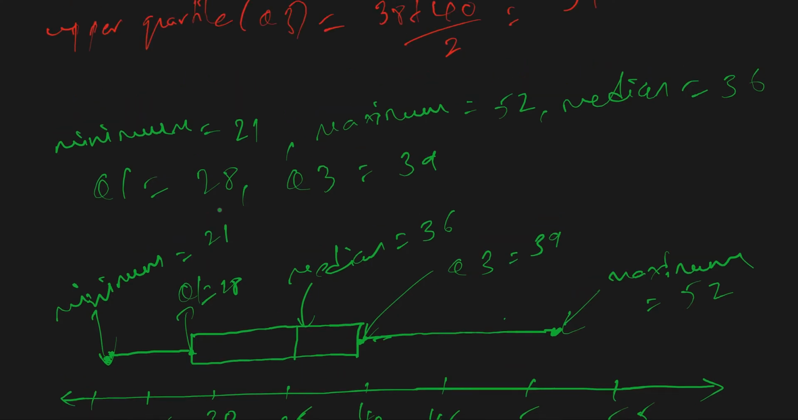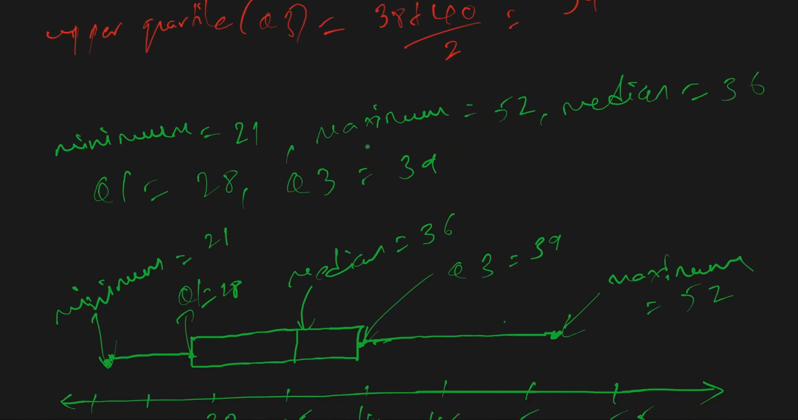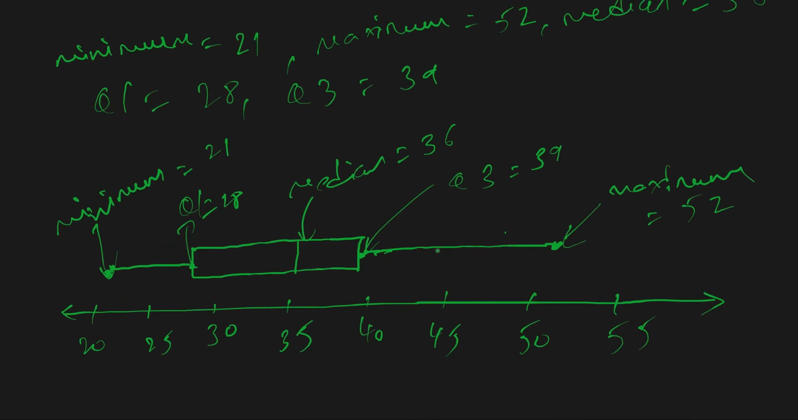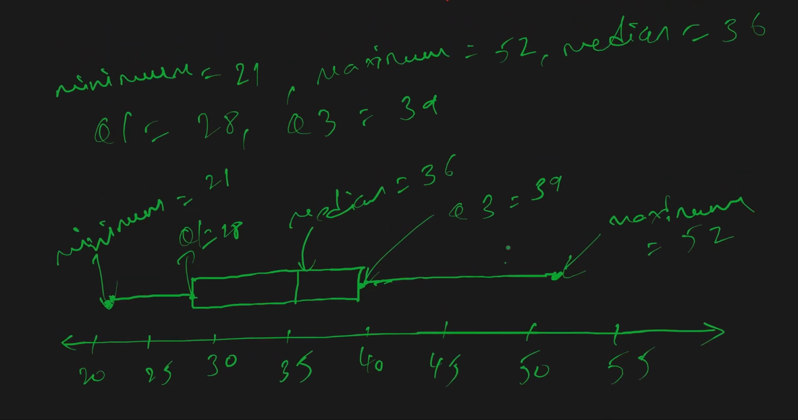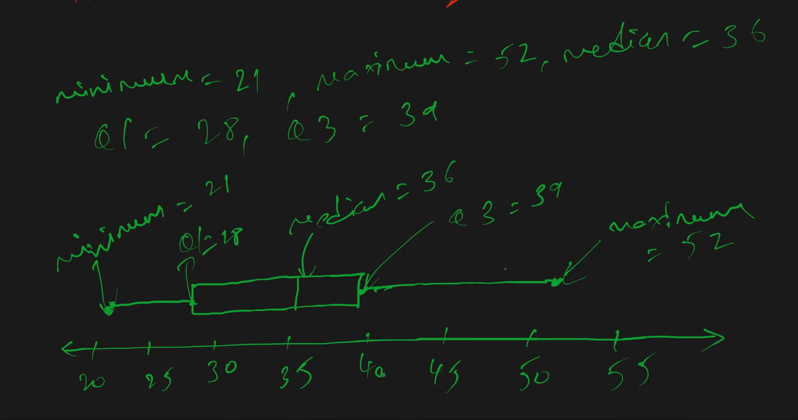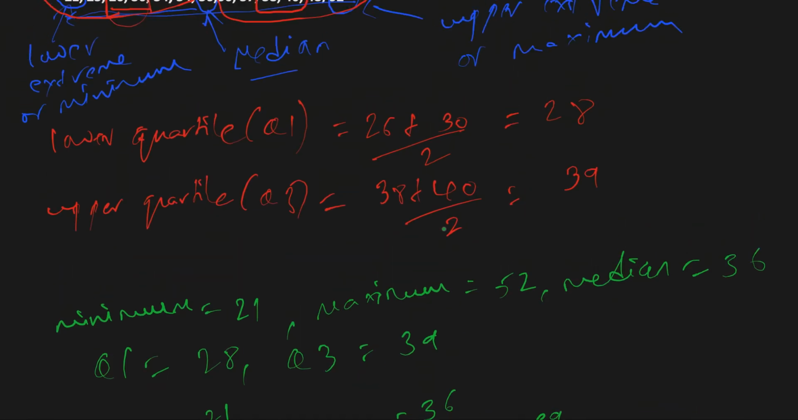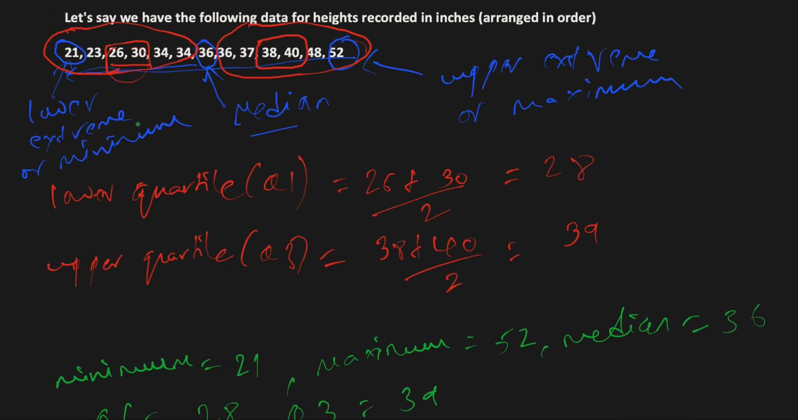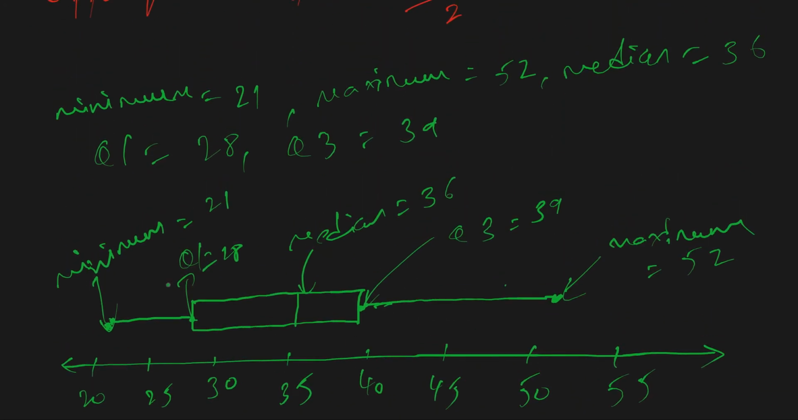So Q1 is 28, the median is 36, Q3 is 39, the maximum is 52, and the minimum is 21. Okay, so for this data set, this is how we make a box and whisker plot. If we were just given a box and whisker plot, we wouldn't know the entire data set, but just by looking at it, we'd be able to say what the minimum, Q1, median, Q3, and maximum are, which is an important property to understand any distribution for a given data set. Cool.